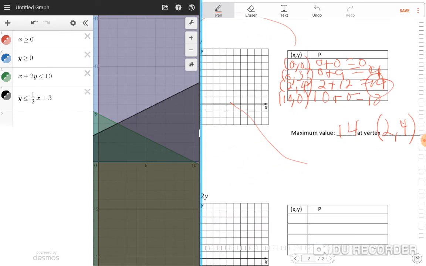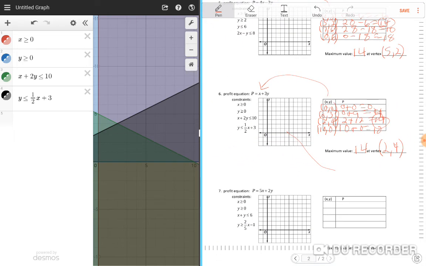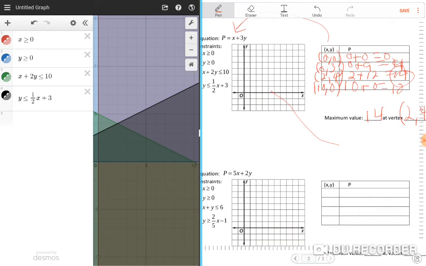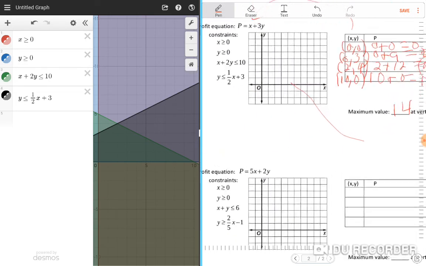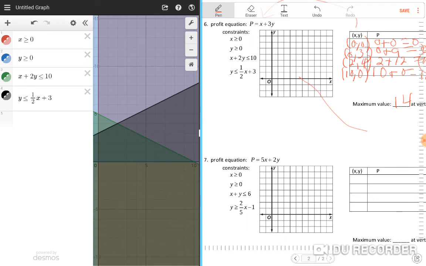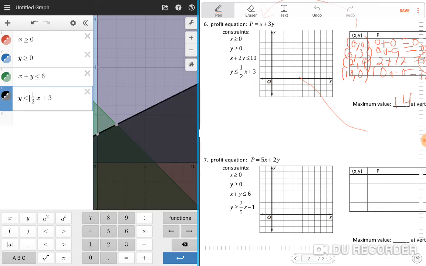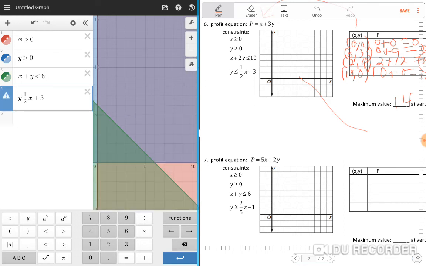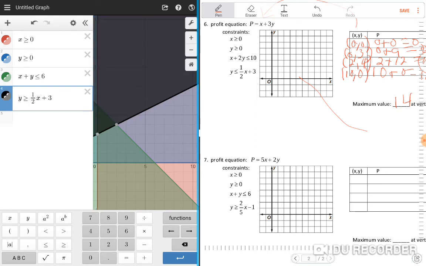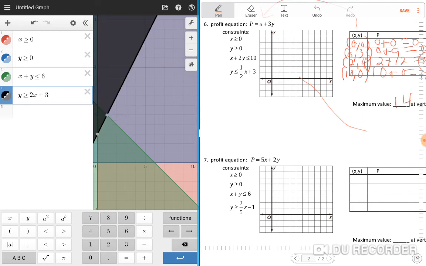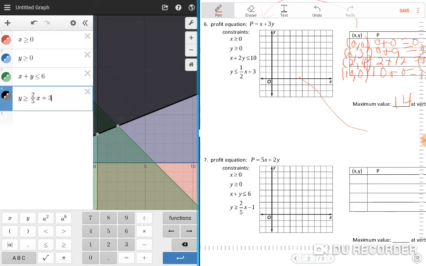Okay. And then finally now the last one on the worksheet. We got x greater than 0. We got y greater than 0. X plus y is less than or equal to 6. And then y is going to be greater than or equal to, so now we're going to be on the high side, greater than or equal to 2 over 5x minus 1.